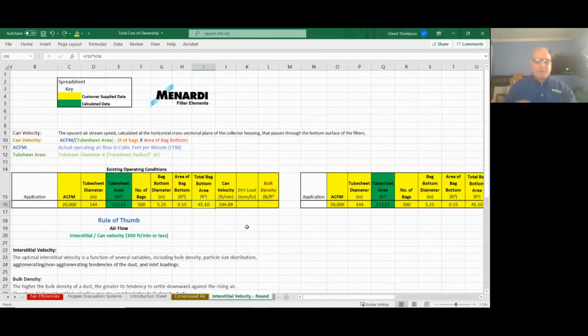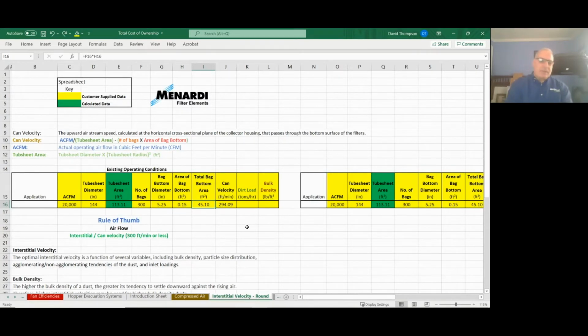So another real important area to look at is interstitial velocity, and we calculate it for two different ways here. We calculate it for round baghouses and we calculate it for rectangular baghouses. And that interstitial velocity is the measure of the upward airflow going through the baghouse. So remember, in a pulse jet system, the system's online all the time. You take off rows at a time and pulse them, and then there's an irregular pattern for doing that, so that you don't pulse dirty bags next to clean bags that you just pulsed.